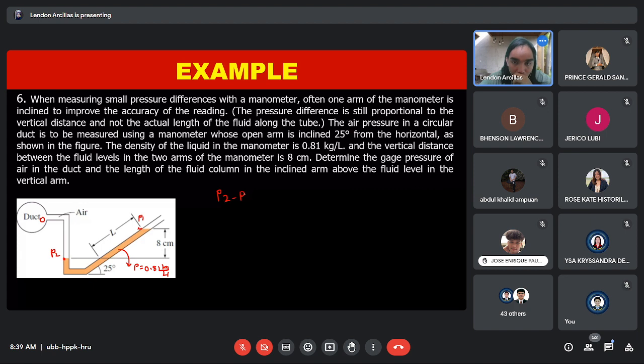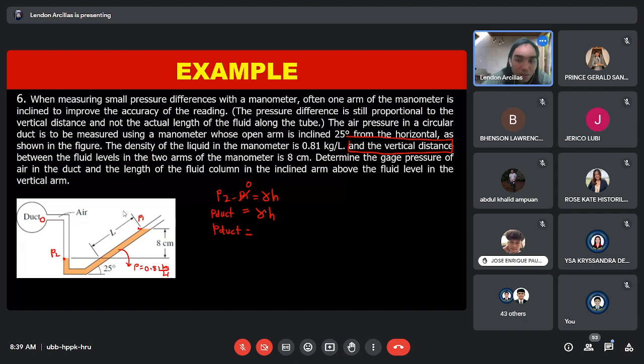Okay, yung P2 natin is P duct, ang ating P1 is wala, ang atmospheric na sinabi, so magiging 0 yan. So next, ano yung sinabi niya dito? That the pressure difference is always on the vertical distance and not on the slant distance, okay? So pag nagkuha tayo ng h, hindi 'yon sa slant, kundi doon sa vertical distance.